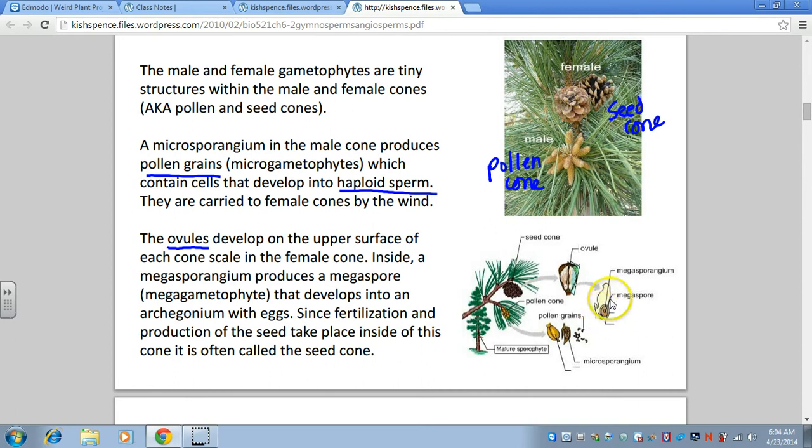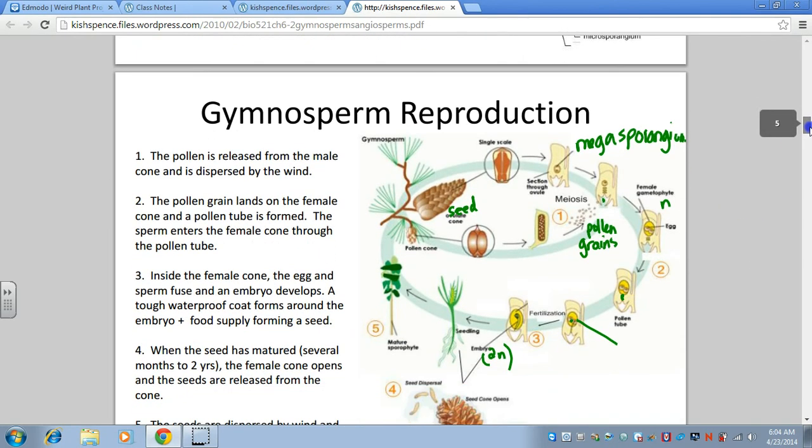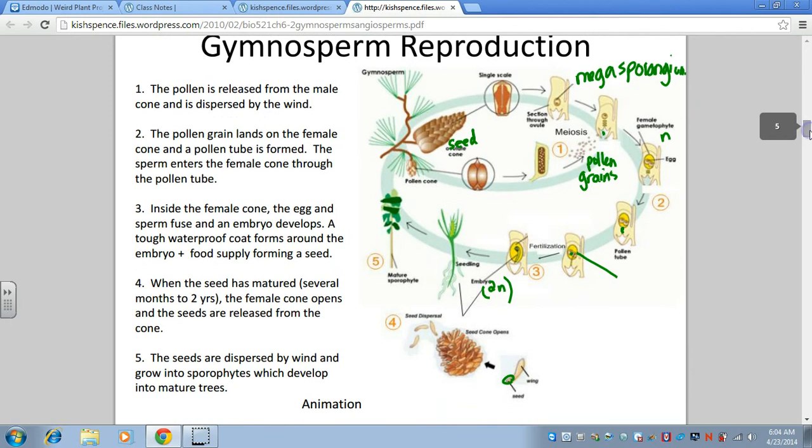Okay, so there's a megasporangium that makes a megaspore that will produce the egg. In the pollen cone, we have the microsporangium, which produces the pollen grains. And this is the diagram that you should have, bigger version of. And again, there's animations for all of these. They're awesome for you to visualize what's happening. Some of them have a little bit more detail than what we really need to know at this level, but it's kind of nice to actually see what's happening.